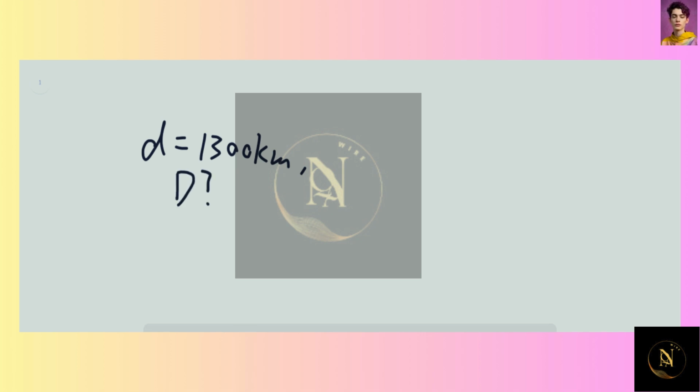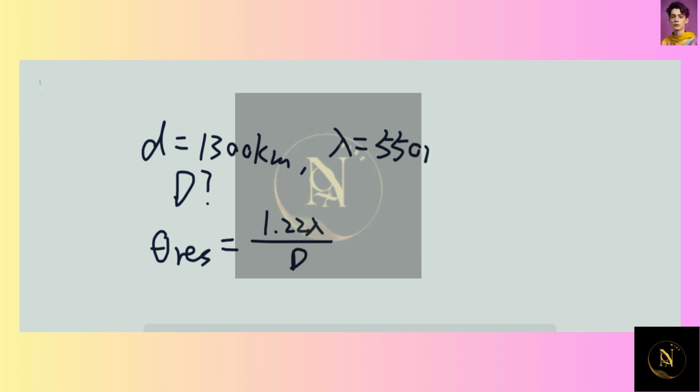We don't know D, but we know the formula for the resolution limit, which is 1.22 lambda divided by D. Once we know the resolution limit and lambda, we can figure out D. We can make an assumption about the wavelength: let's say lambda is equal to 550 nanometers. This is the wavelength from the middle of the spectrum, so it's pretty average across the whole spectrum.